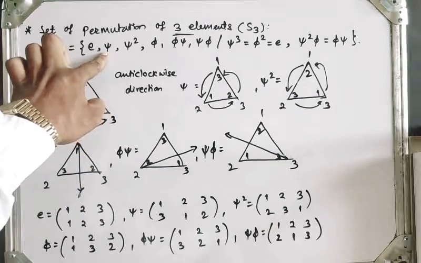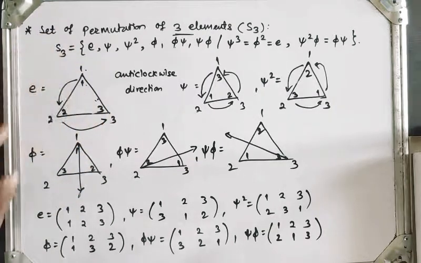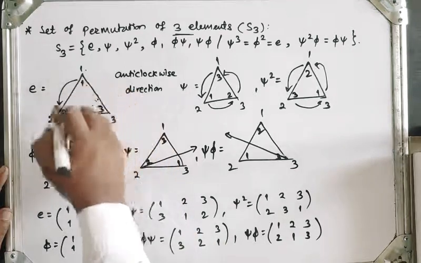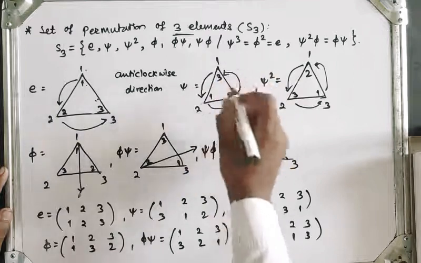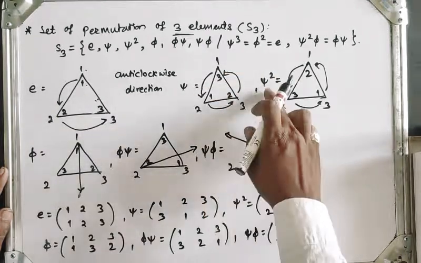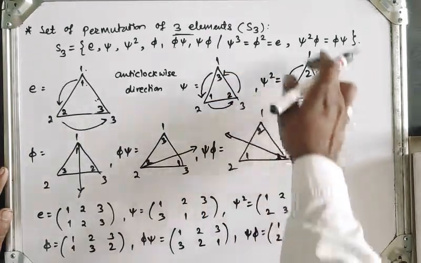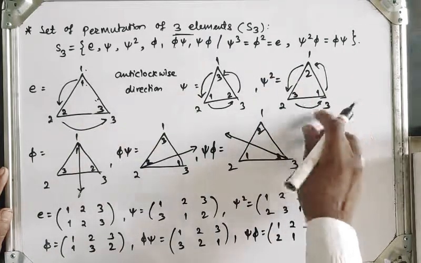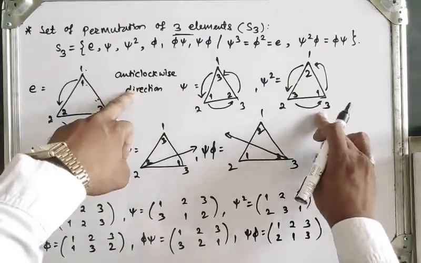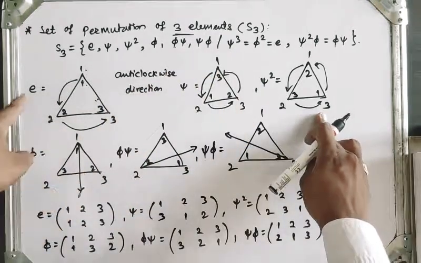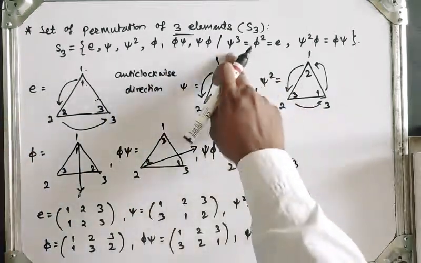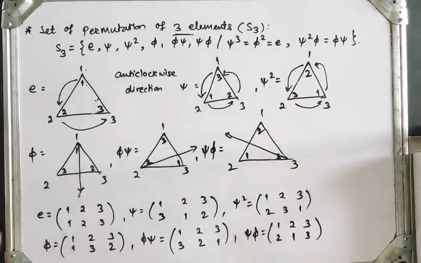So psi is the anti-clockwise rotation. After rotating anti-clockwise we get psi, rotating again gives psi square, and rotating again gives psi cube, and psi cube is equal to identity, the same element as the identity. So here the property is: psi cube is equal to identity.